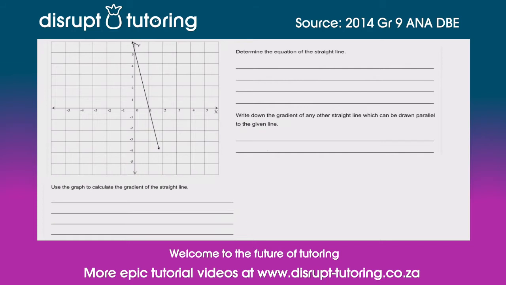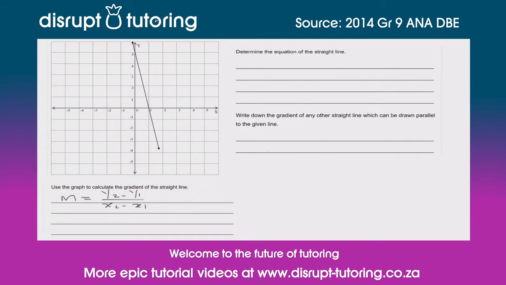Today we're going to deal with some straight line graphs, and I'm going to get straight into it. They've given us this straight line graph, and they've said to use the graph to calculate the gradient of the straight line. Now remember, when we've got a straight line graph, we know the formula for the gradient, and our gradient is simply m is equal to y2 minus y1 over x2 minus x1.